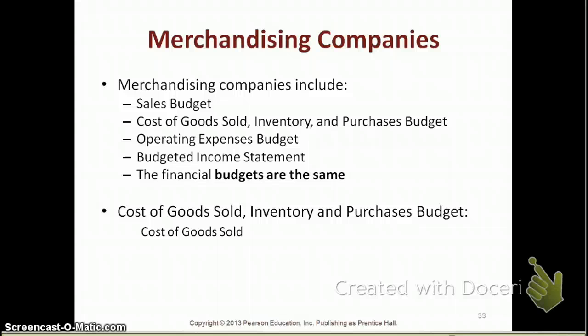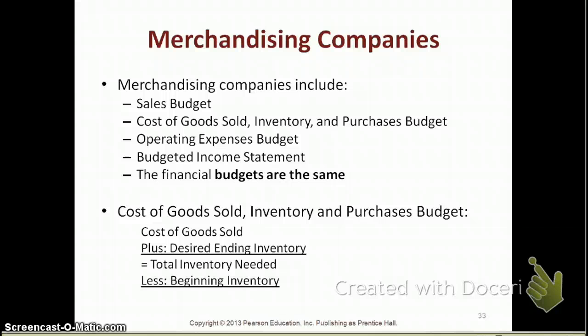So you start with your cost of goods sold, and to that, you add your desired ending inventory. They will give you the information to calculate it, which equals total inventory needed. Then you subtract your beginning inventory, and that will give you your purchases of inventory. Again, keep in mind the whole budget here is done in dollars and there are no units involved. Also, if they give you a beginning inventory or an ending inventory, you would use those numbers. Otherwise, you would use the numbers they give you to calculate those amounts.